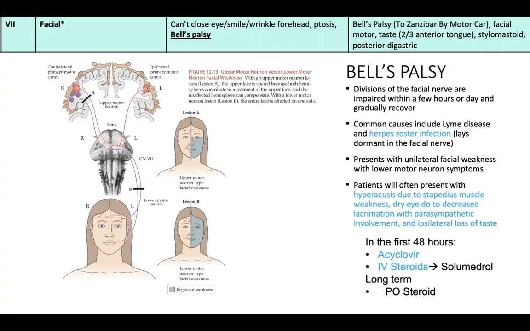Also I'd like to note, besides the drooping, they may not be able to close their eye. So they may have dry eye because they can't close it all the way. They may have drooling because their mouth is not able to close all the way. Then they might have hyperacusis because they're going to have stapedius muscle weakness. So think of the things that go along with that as well.